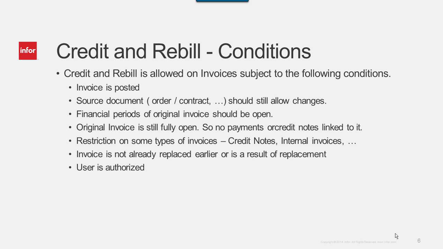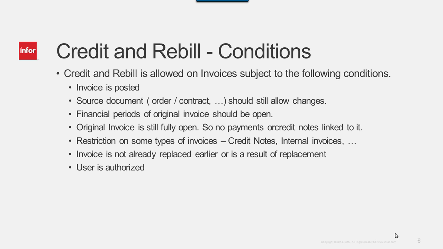There are some conditions before the credit and rebill process can start. First, the invoice should be posted. If the invoice is in the status of composed or printed, then these invoices cannot be initiated for credit and rebill. The source document, for example a sales order, should allow change. If the sales order is already processed, delivery is done, and the sales order is closed or removed, then it is no longer possible to do a credit and rebill.